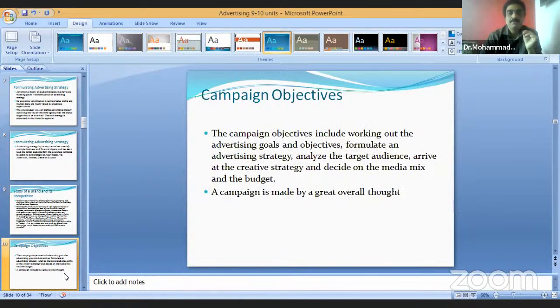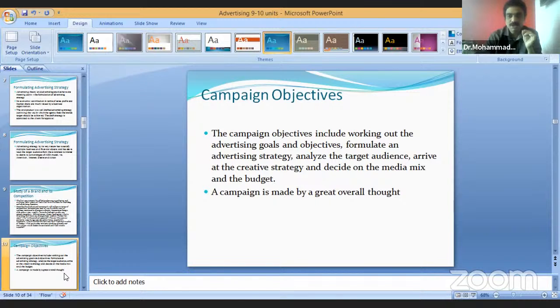So what are the campaign objectives, and why are they required? Campaign objectives include working out the advertising goals and objectives, formulating the advertising strategy, analyzing the target audience, arriving at the creative strategy, and deciding on the media mix and the budget. We discussed the creative part earlier also. So there should be an end.